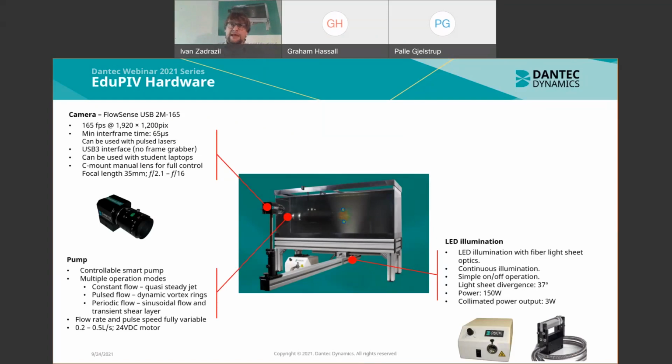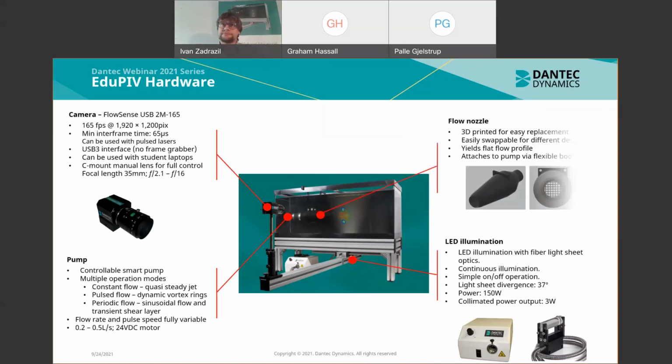As I mentioned, the Edu PIV comes with a simple experiment. The core of this experiment is a controllable smart pump, which can be used in different operation modes: constant flow, pulsed flow, or periodic flow. You can also change the flow rate from about 0.2 to about 0.5 liters per second. And this pump is connected to a 3D nozzle, which contains a number of flow straighteners to give a flat flow profile at the exit.